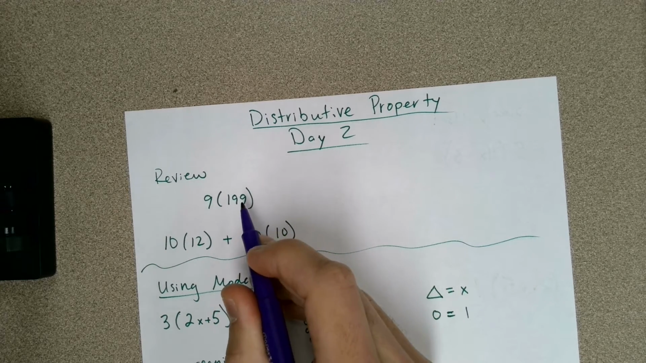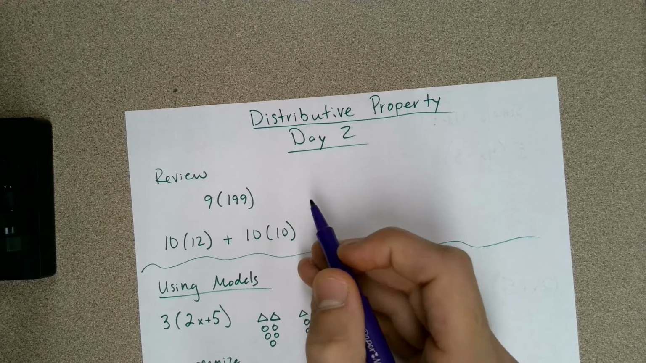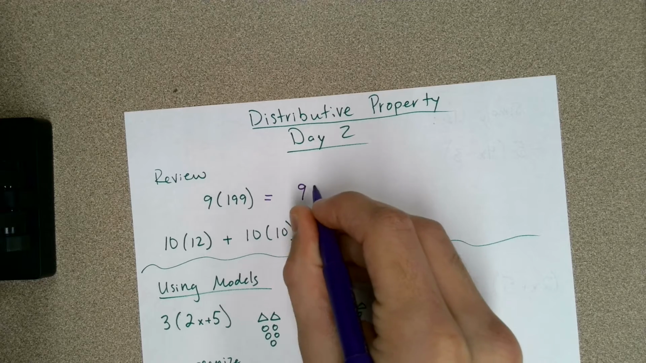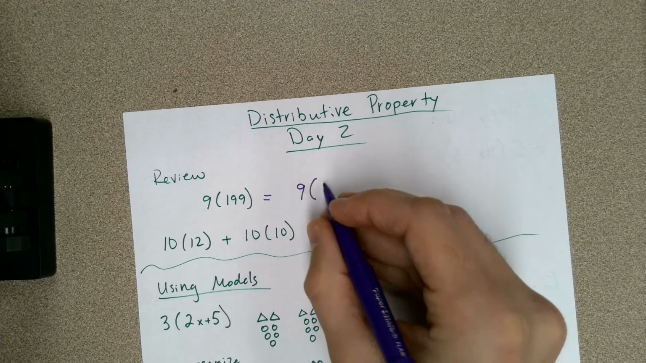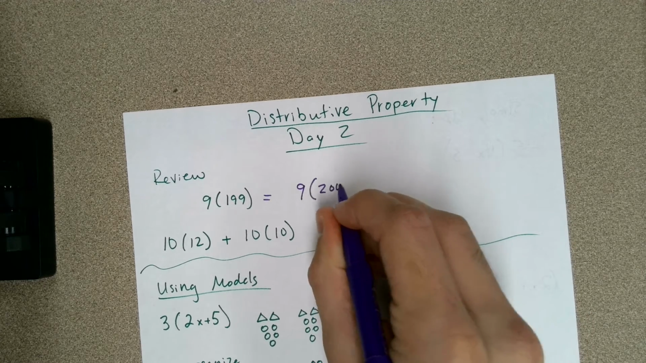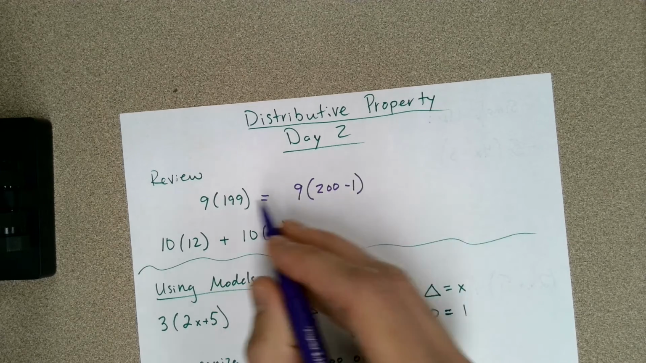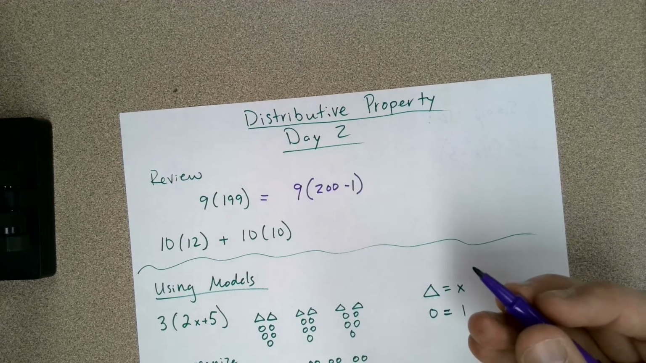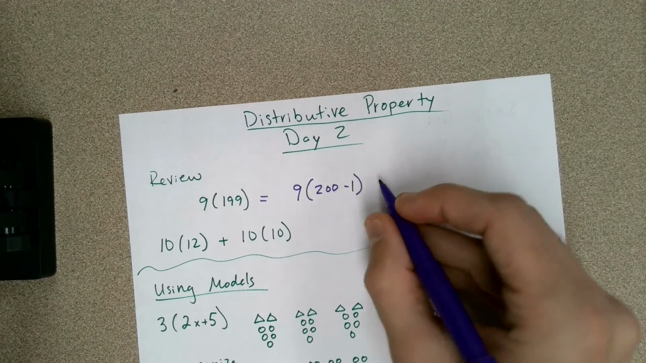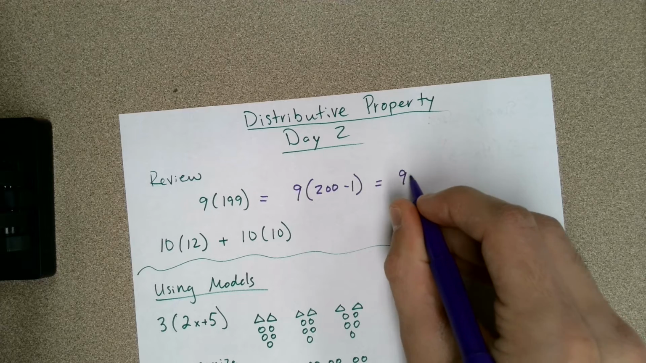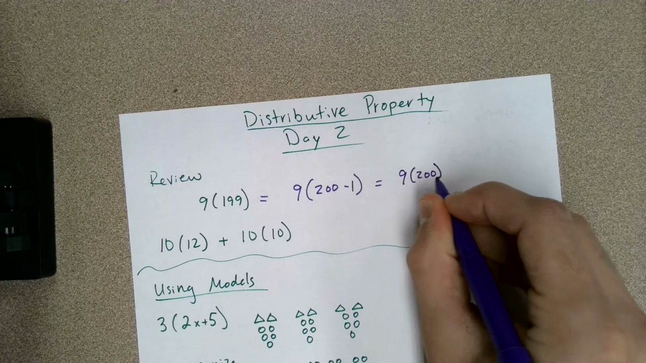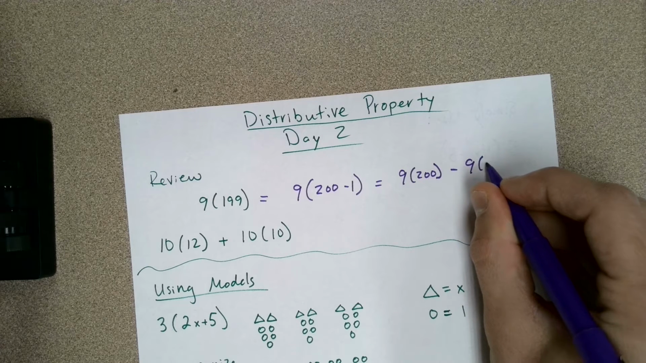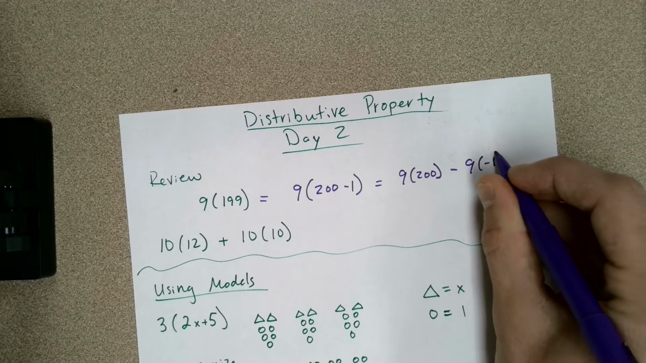I know 199 is really close to a number that I can multiply easily, which is 200. So I'm going to rewrite this as 9 times 200 minus 1. Now notice those are the same things. 200 minus 1 in parentheses is 199. And if we remember our rules from Friday, I can rewrite this once again as 9 times 200 minus 9 times negative 1.